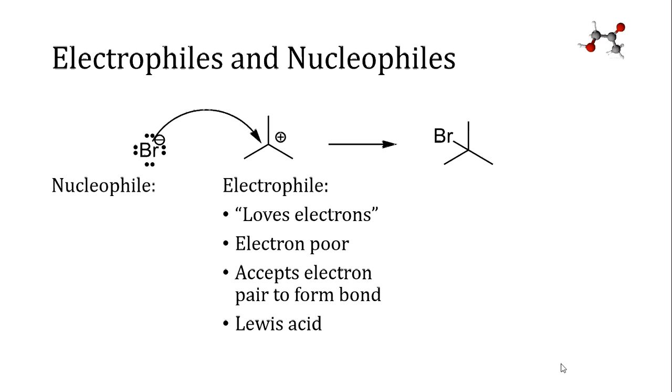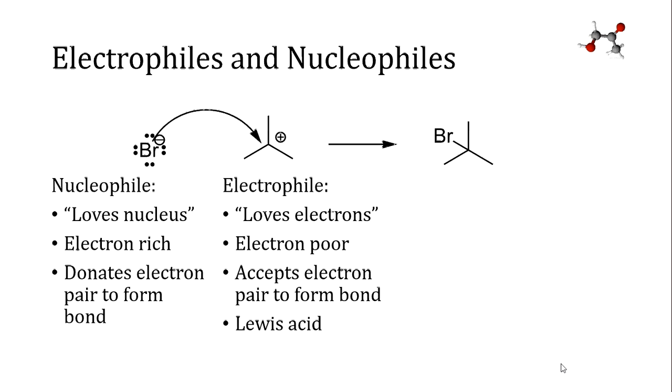The bromide anion is acting as a nucleophile. Nucleophiles are things that love the nucleus. They have more electrons than they know what to do with. So the bromide anion has 4 electron pairs, and they're able to donate a pair of electrons to form a new bond, and that's what the mechanism arrow on this slide is showing: the bromide anion taking one of its pairs of electrons and forming a new bond.